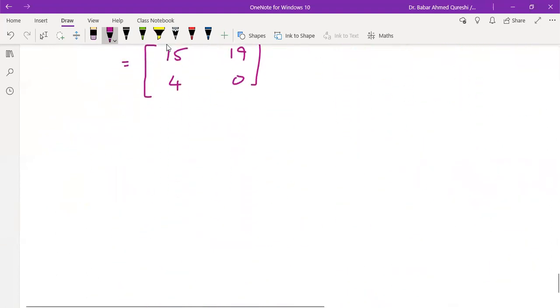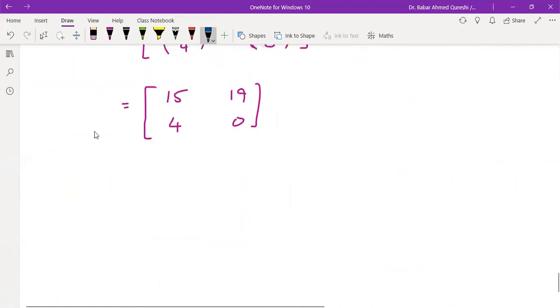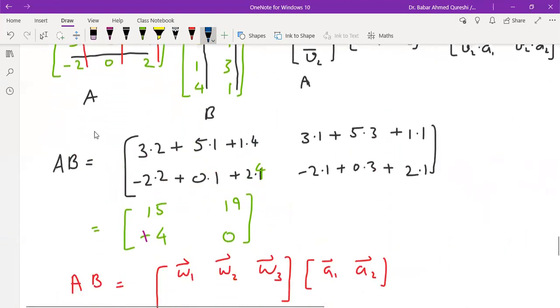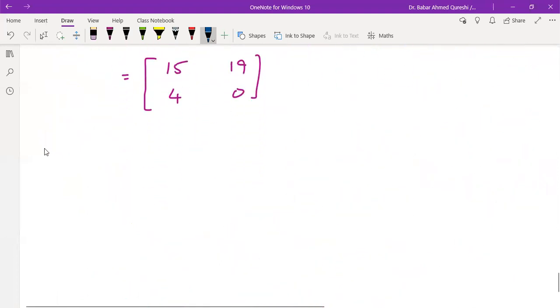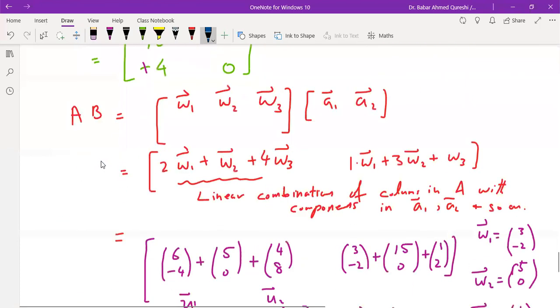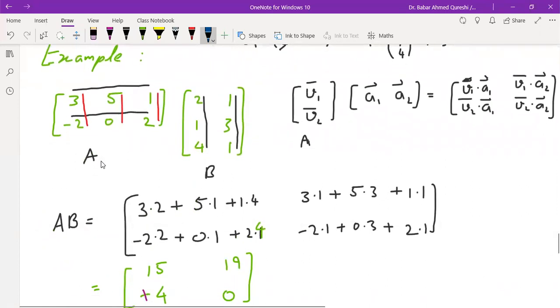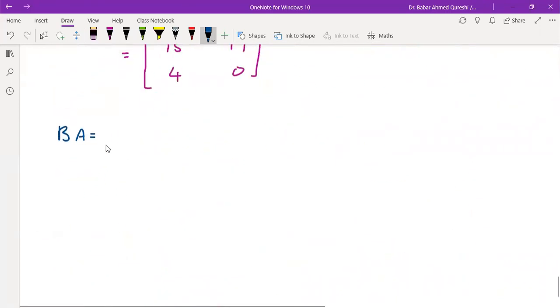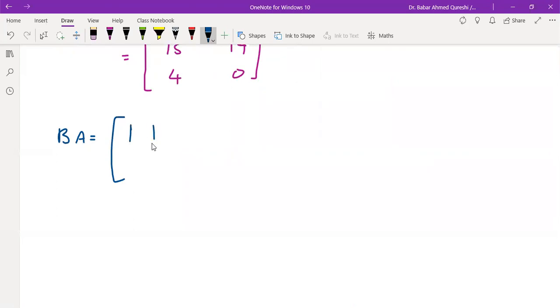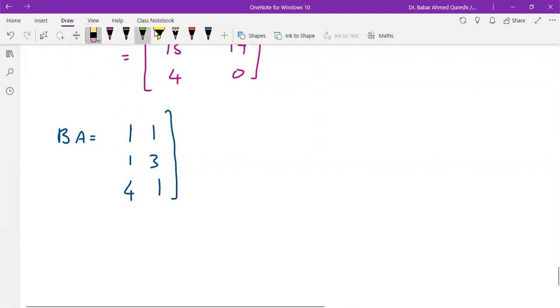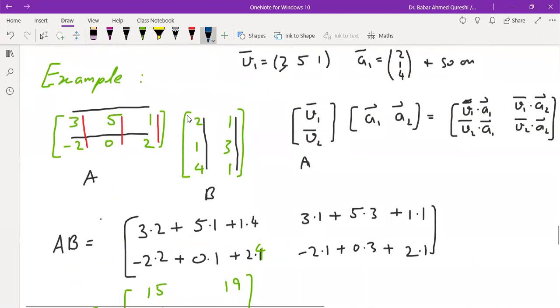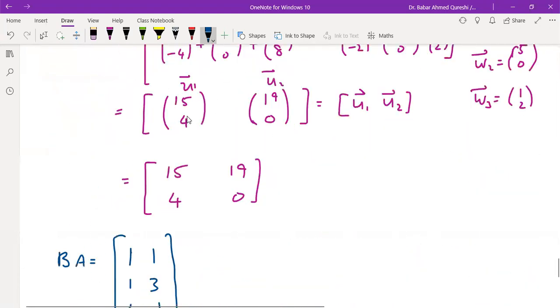So let me do an example of, let me ask you this. So what if we compute B times A? One, one, one, three, four, one. Four, one. And A was 3, 5, 1, minus 2, 0, 2.